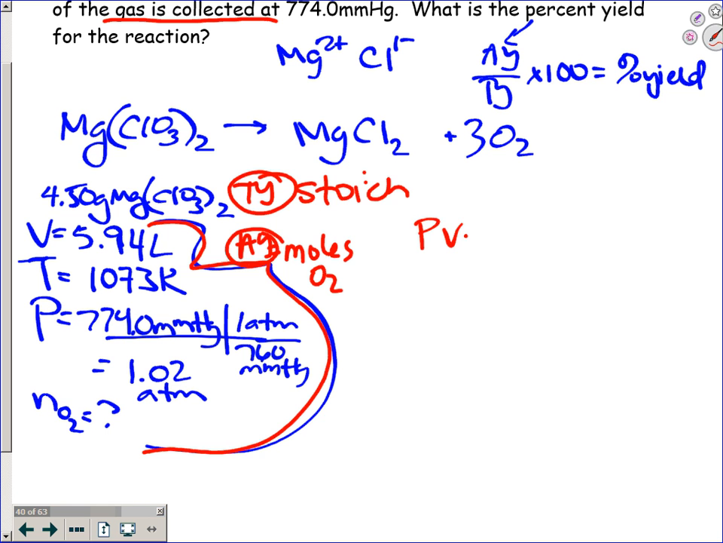PV equals nRT. So you're always going to have both of them, FYI. You're always going to have stoich and you're always going to have the ideal gas law. It's kind of up to you which one goes into play first, because sometimes the data tells you what to do. This one we could do either first. All right, so we're solving for what?